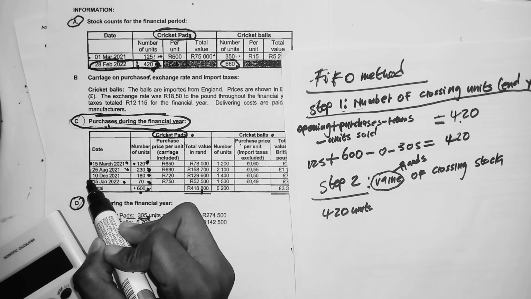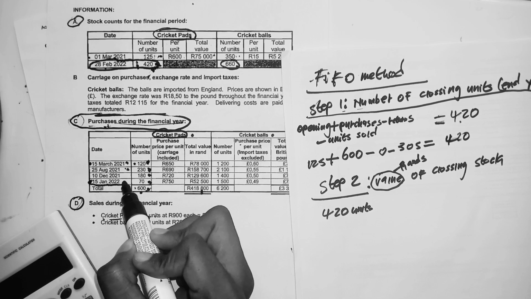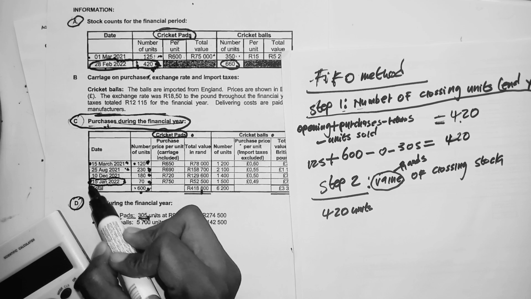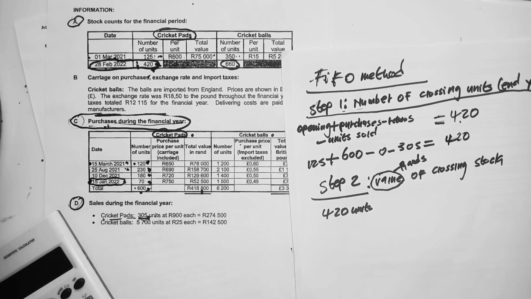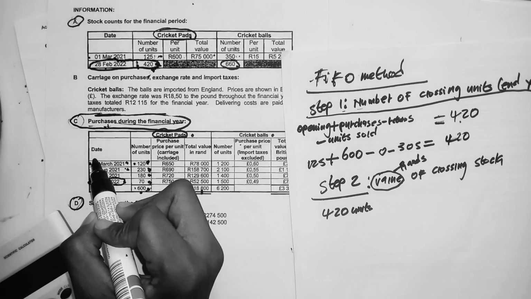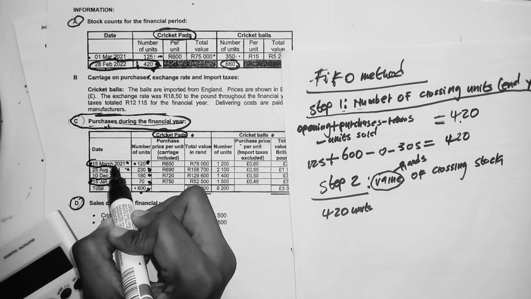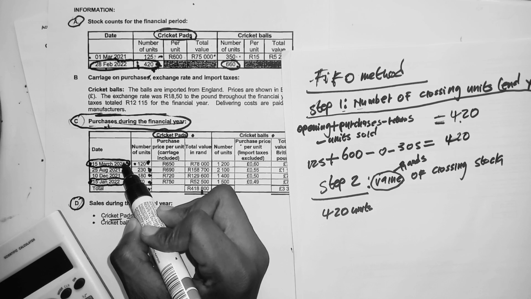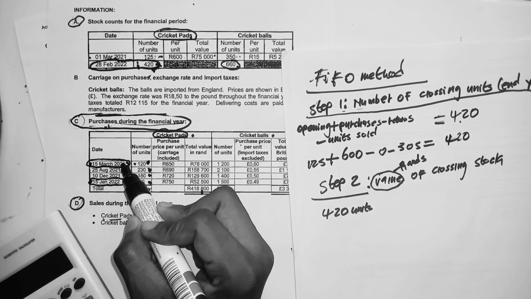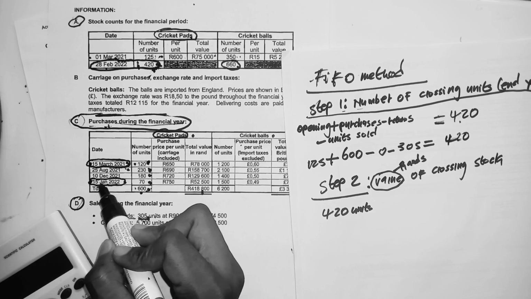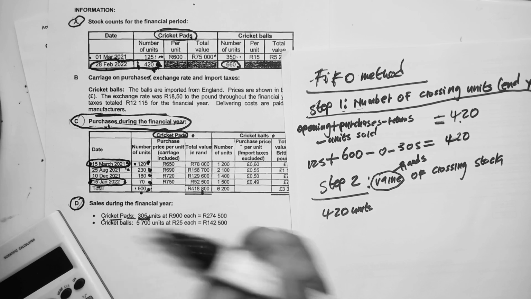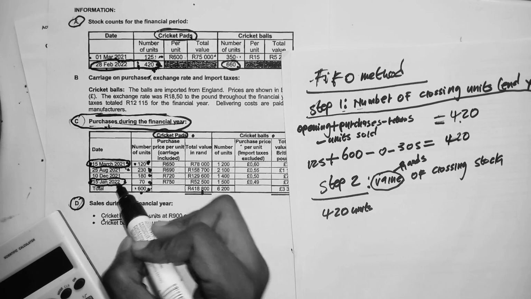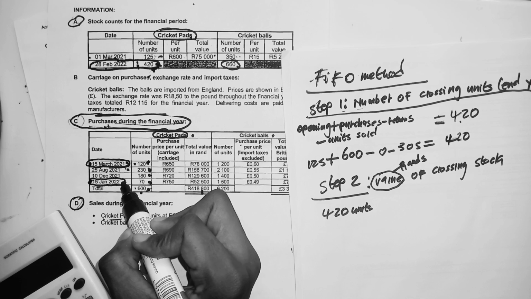Because we assume this one, for an example, on 15 January, we assume this one is the last stock that we are meant to sell. And this one on 1 March, we assume this is the first stock that is to be sold on 15 March 2021. Then this one on 15 January 2022, we purchased it towards the end of the year. So we assume this is the last stock to be sold.